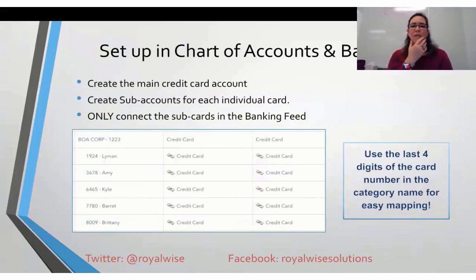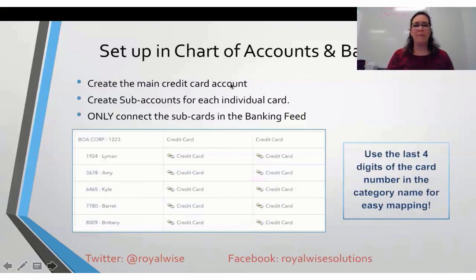But when you do have sub cards, typically what you do is you connect all the individual cards to the bank feed, but you ignore the corporate account number. And then when you reconcile, you only reconcile the main account, because the main account is going to be made up of all the transactions from all of the sub-accounts.